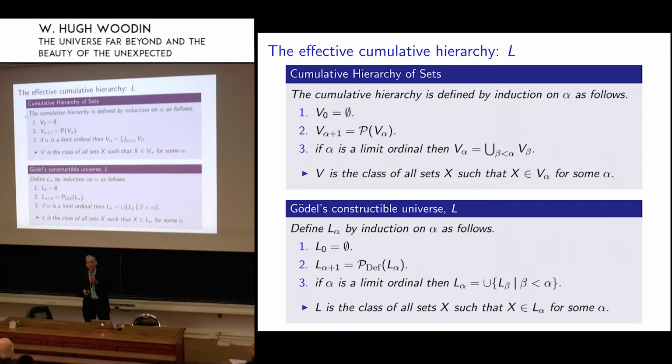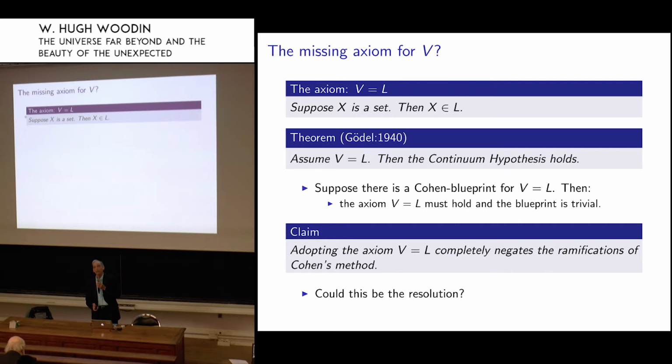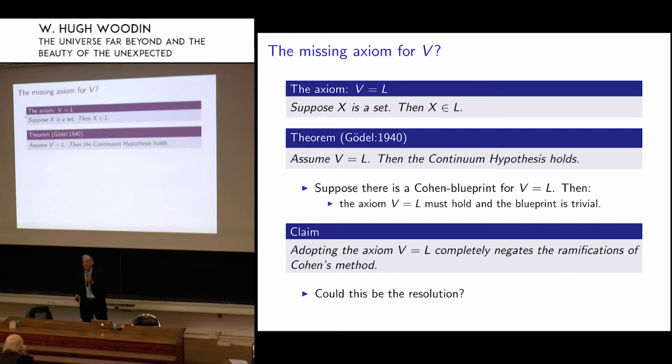Now, in the cumulative case, we know every set belongs to a V alpha. That's a consequence of the axioms. In this case, we don't know. But it gives us a new axiom, the axiom V equals L. Suppose X is a set, this is what the axiom asserts, then X belongs to L. That is, by iterating the definable power set, we reach all sets. That's the axiom. And what Gödel showed is that if you assume this axiom, then the continuum hypothesis holds. That's how he showed that you could not refute the continuum hypothesis. Mathematically, what Gödel did is solve the substructure problem. Cohen solved the extension problem. Gödel solved the substructure problem.